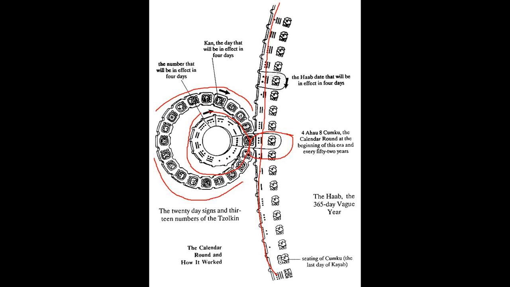So the exact combination of number, Solkine date, and Hob date will not repeat for 52 years. And it's this system by which they decided which feasts to have, when to perform sacrifice, when the great and important moments were. Now, why 26 and 13?